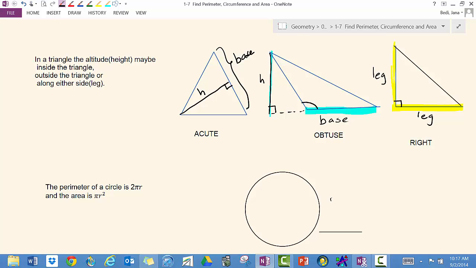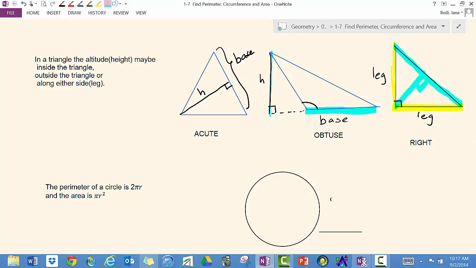This does not mean that you cannot find the area of a right triangle if you were given the hypotenuse. If you were given the hypotenuse, this is what you would do. You use this base, and I am going to draw the height this way. So you could do that also.